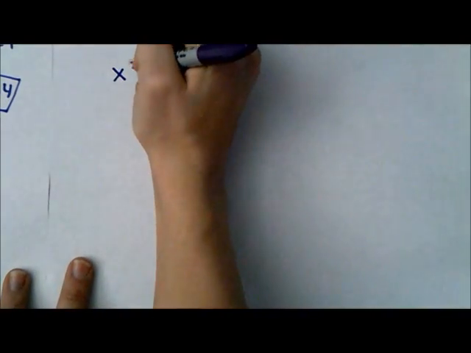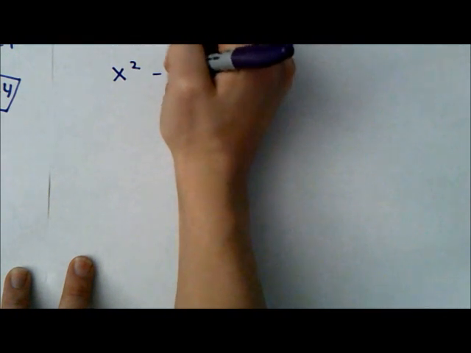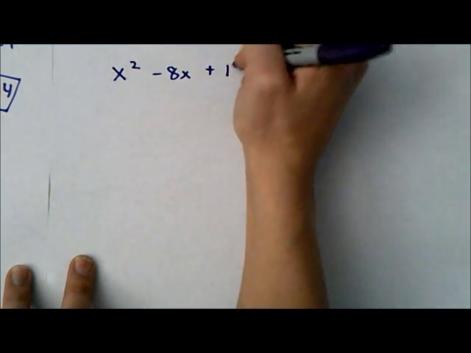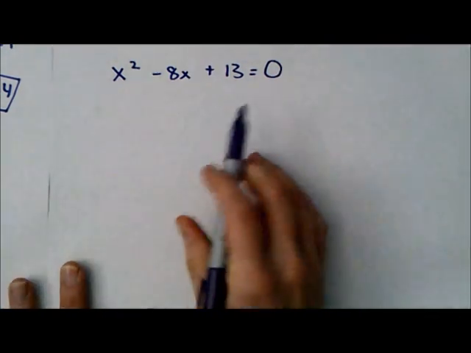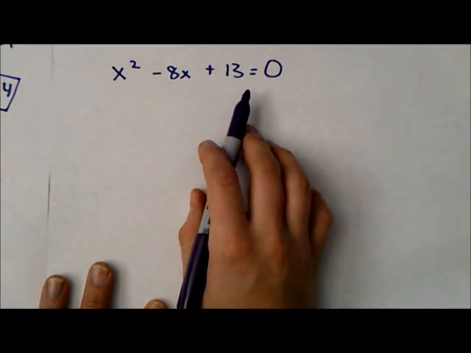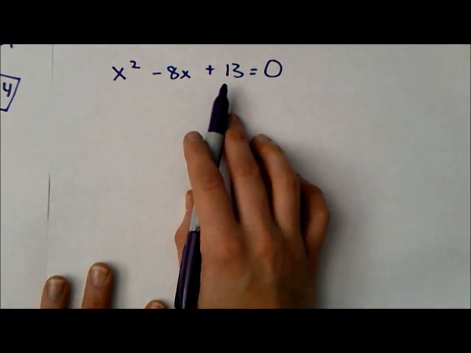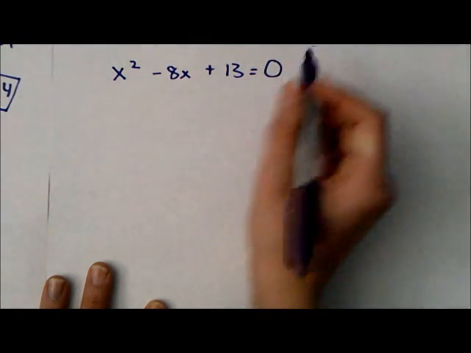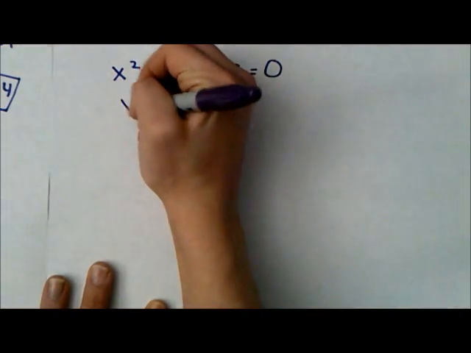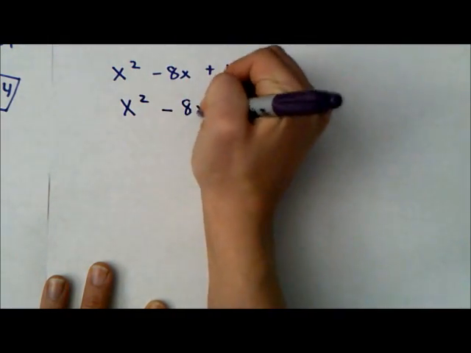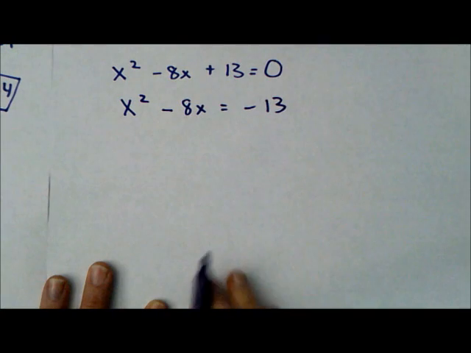The next thing I'm going to show you how to do is how to complete the square. So I'm going to show you the next example, which is x squared minus 8x plus 13 equals 0. Now, this can't factor very nicely. It doesn't factor like the last example we did. So the very first thing we're going to want to do, instead of having 0 on this side like we wanted before, we're going to minus this 13 over. So we'll get x squared minus 8x equals negative 13.